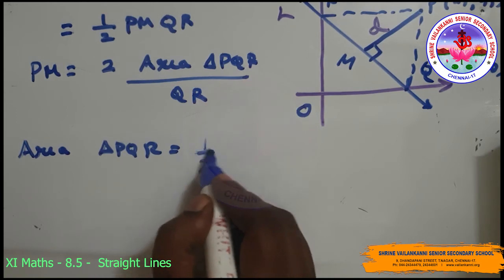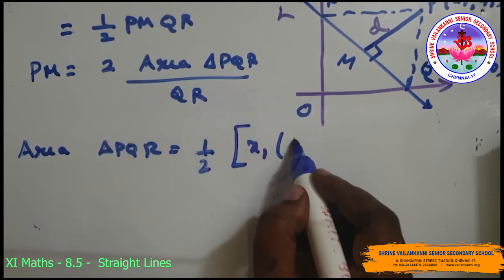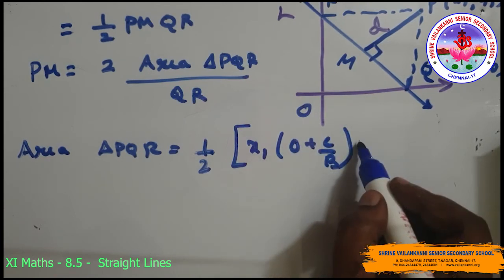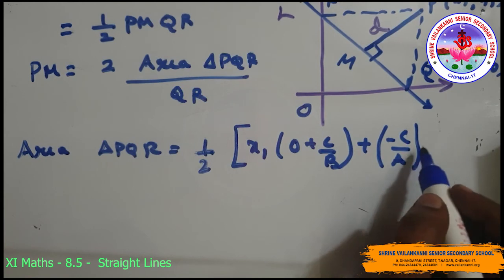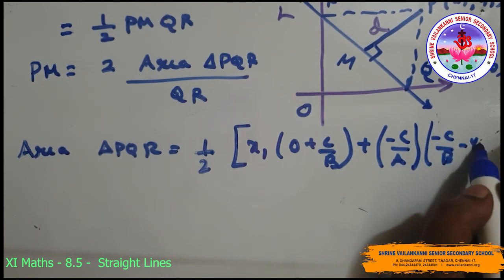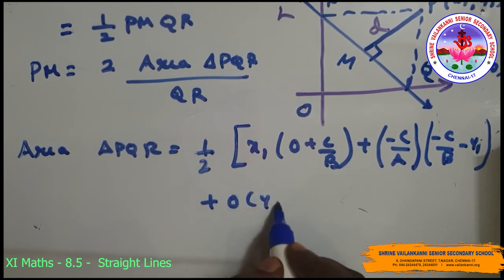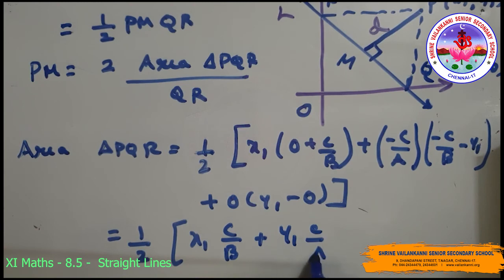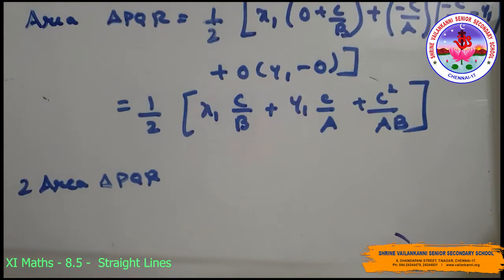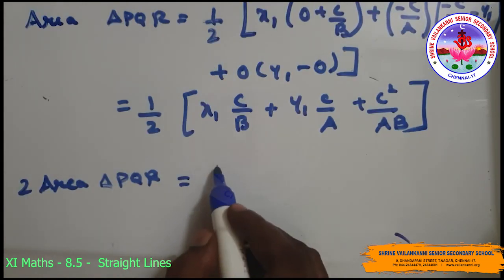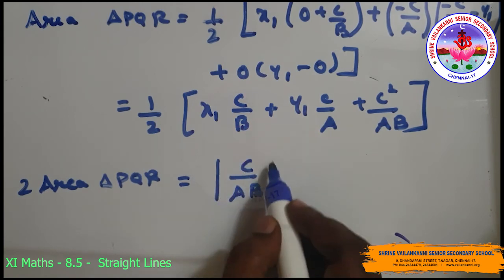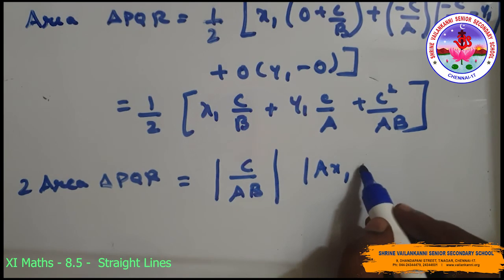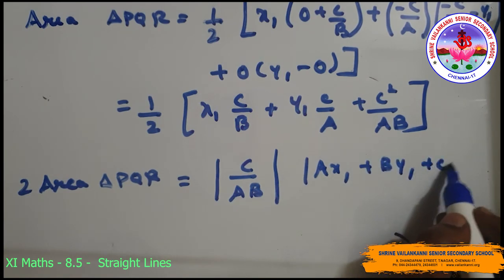So which is equal to half of x1 into (0 plus c by b) plus (minus c by a) into (minus c by b minus y1) plus 0 into (y1 minus 0), which is equal to half of x1 into c by b plus y1 into c by a plus c square by ab. 2 times the area of triangle PQR is equal to modulus of c by ab into (ax1 plus by1 plus c).